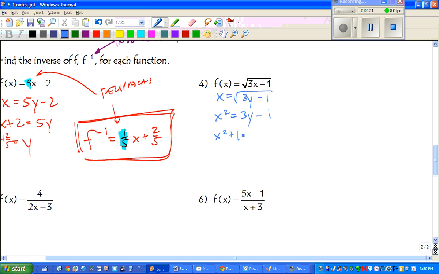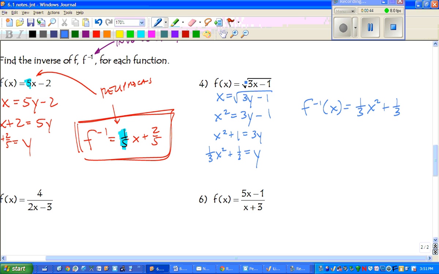Add 1 to both sides, and then divide both sides by 3. So we get 1/3 x squared plus 1/3. So that would be our inverse, or so you would think. This one has a little twist to it.